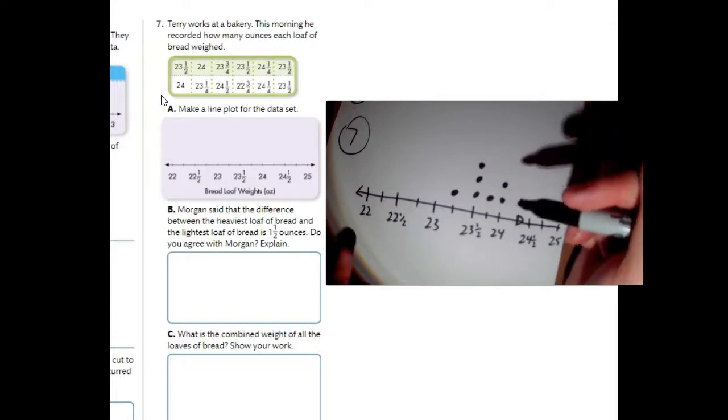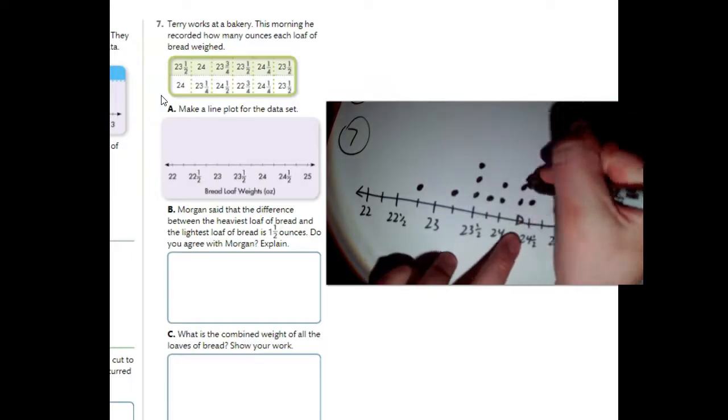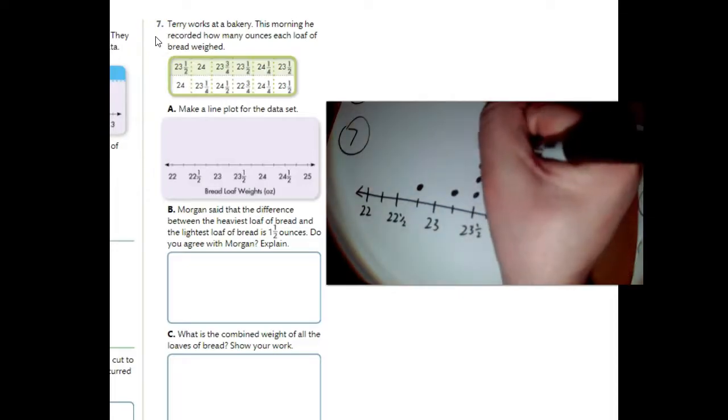Cross it off. 24 and a half. Oops, 22 and 3/4. All right, 22 and 3/4 would be here. Plot it. Cross it off. 24 and a quarter. Plot it. Cross it off. And 23 and a half. Plot it. Cross it off. I've got all my data set there. I'd want to double check that to make sure 100% that I'm correct.